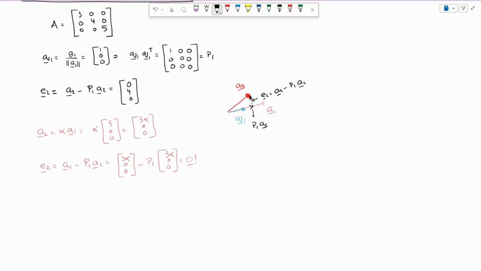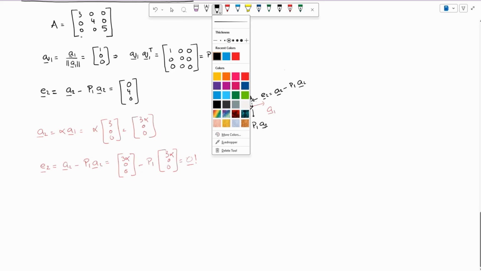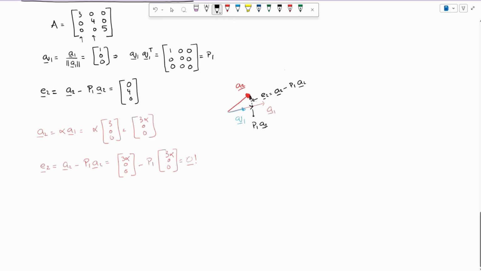Now the question is, if A2 and E2 are equal, geometrically, when will that happen? Exactly. When A2 is perpendicular to A1. In fact, you can verify that the inner product of A1 and A2 is 0, because 3 times 0, 0 times 4 plus 0 times 0, that's 0. When A2 is already perpendicular to your vector A1, E2 will be equal to A2.